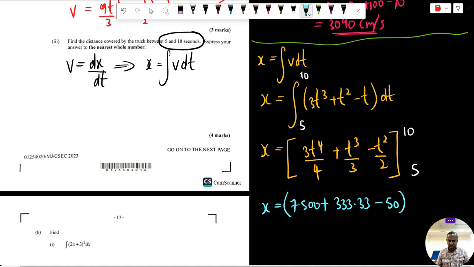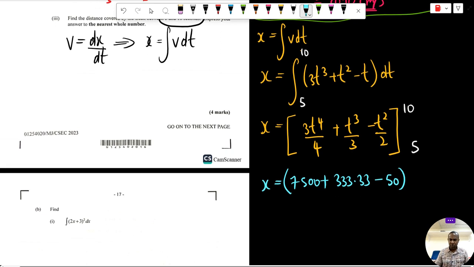So this is the first bracket where t is equal to 10. And from that, we have to subtract the second where t is equal to 5. So we say 5 to the 4th, that should be 5 cubed is 125 times 5, that's 625. 625 times 3, that's 1875. 1875 divided by 4, that's 468.75. Then we have plus t cubed, that's 125. 125 divided by 3, that's 41.67. Then we have minus 25 divided by 2, that is 12.5.